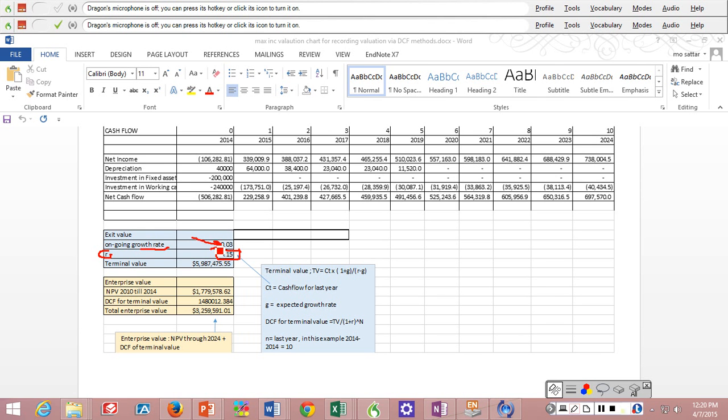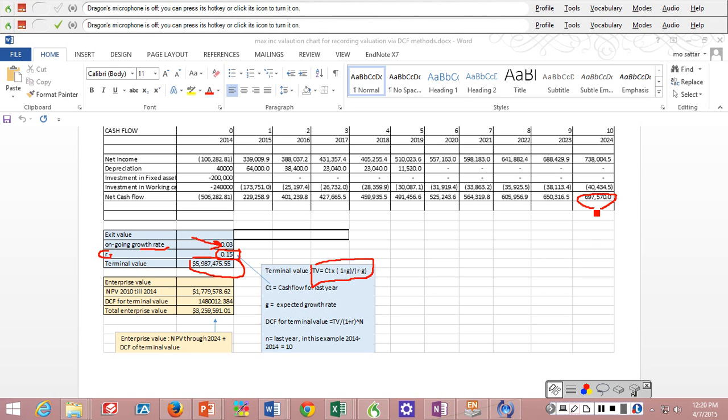So now that we have the formula, if I calculate the terminal value using the formula that we have in the book, I'm taking the CT from year 10, which is this number over here. The cash flow from year 10 is CT. G is 3%, and R is, in my case, 15%. If I do the math, which means if I take 7907 and plug it into this formula, the TV or the terminal value I will get is 5987475.